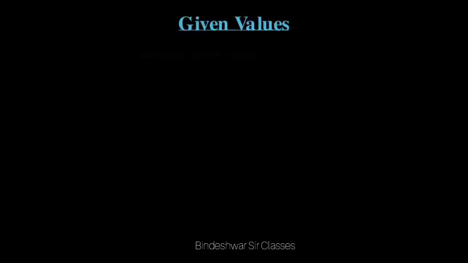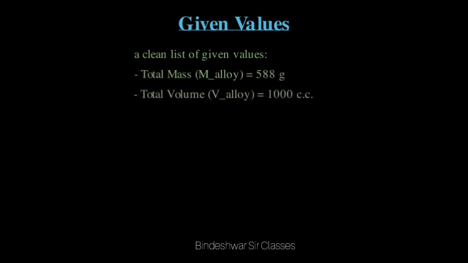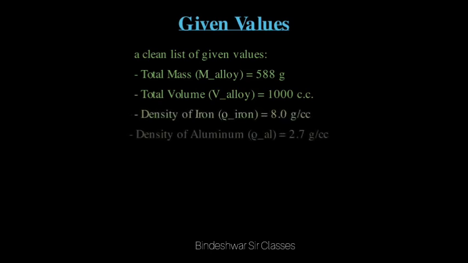First, let's list down all the information the problem gives us. This is always the best first step. The total mass of the alloy, let's call it M, is 588 grams. The total volume of the alloy, V, is 1,000 cubic centimeters. The density of the first component, iron, which we'll call rho iron, is 8.0 grams per cubic centimeter. And the density of the second component, aluminum or rho aluminum, is 2.7 grams per cubic centimeter. All the units are in the gram-centimeter system, so we can work with them for now and convert to standard SI units at the end.